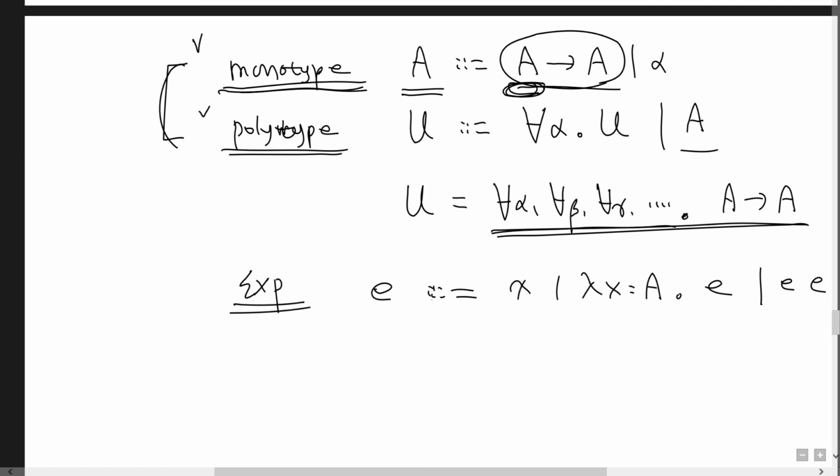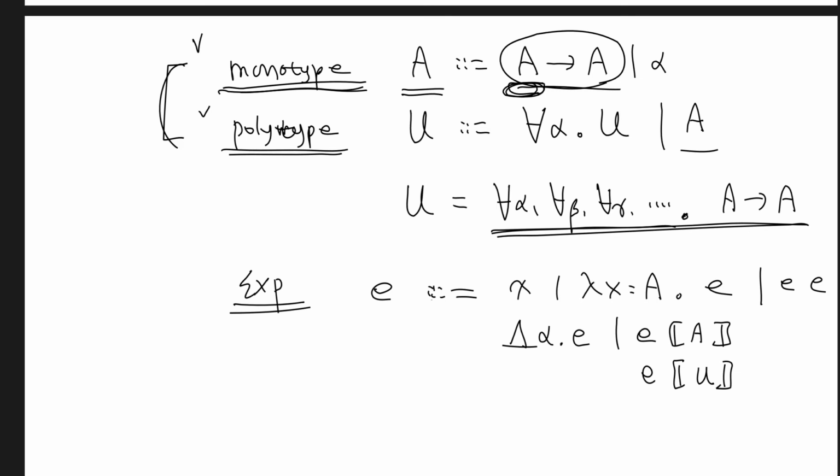And then we have type abstraction and type application. And here's another important part. We could have either E applied to type A or E applied to polytype U. And as you might have guessed already, this is what we take. This is what we disallow.